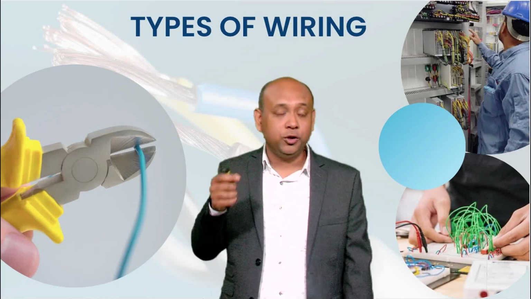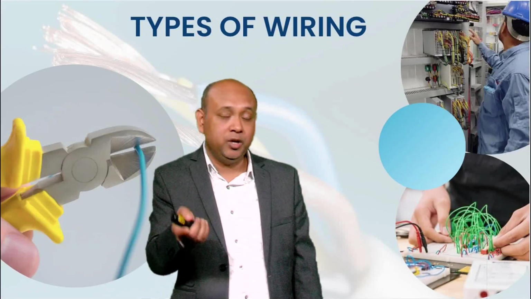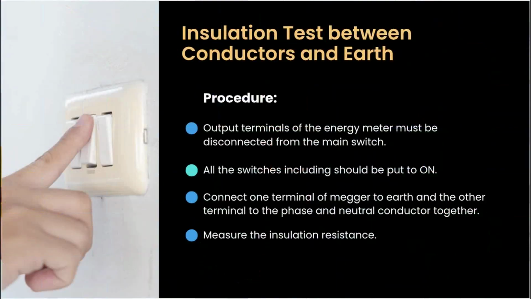Now, let's go through the step-by-step procedure for conducting the insulation test between conductors and earth. First, the output terminals of the energy meter must be disconnected from the main switch. Next, turn on all the switches. Then connect one terminal of the Megger to earth and the other terminal to the phase and neutral conductors together. Now operate the Megger and measure the insulation resistance.